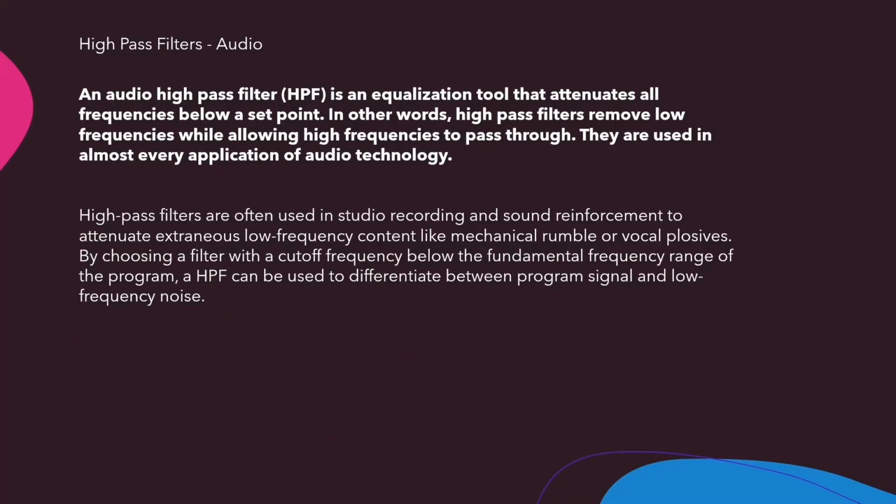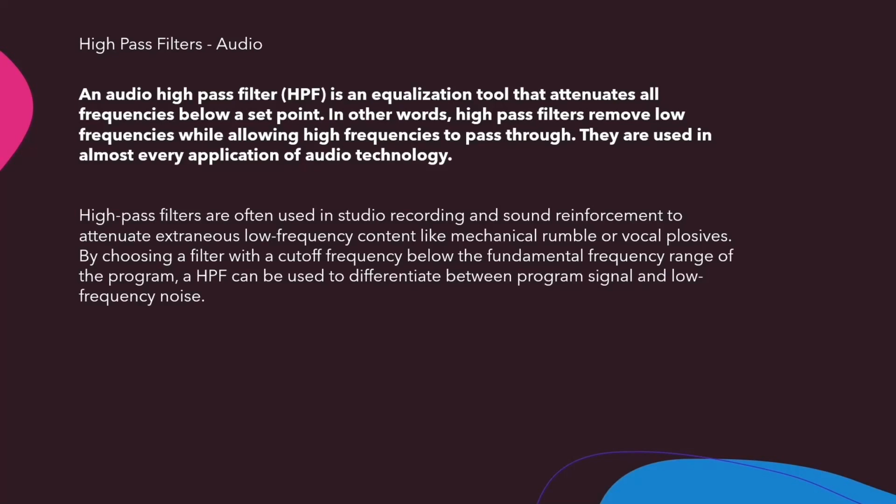An audio high-pass filter is an equalization tool that attenuates all frequencies below a set point. In other words, high-pass filters remove low frequencies while allowing high frequencies to pass through. They are used in almost every application of audio technology.